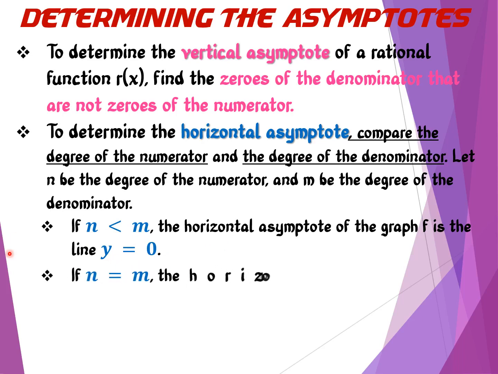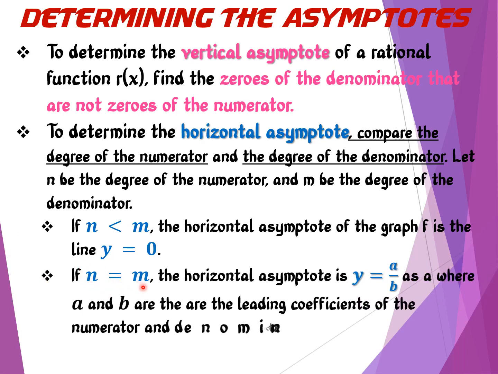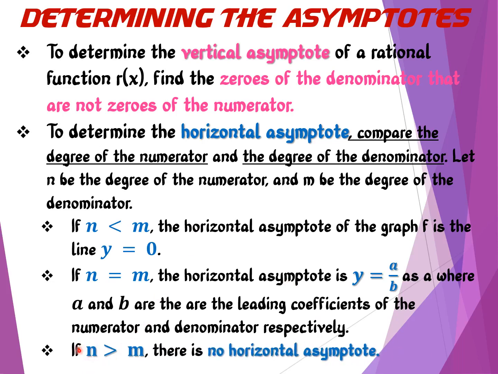Now, if the degree of the numerator is equal to the degree of the denominator, then the horizontal asymptote is simply y is equal to a over b, where a and b are the leading coefficients of the numerator and denominator respectively. So that is the numerical coefficients. But if n, the degree of the numerator, is greater than the degree of the denominator, there is no horizontal asymptote.